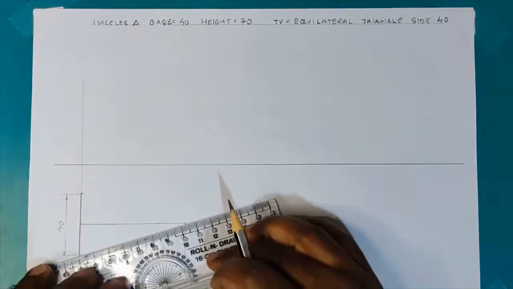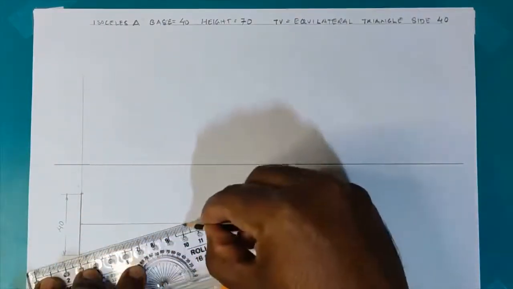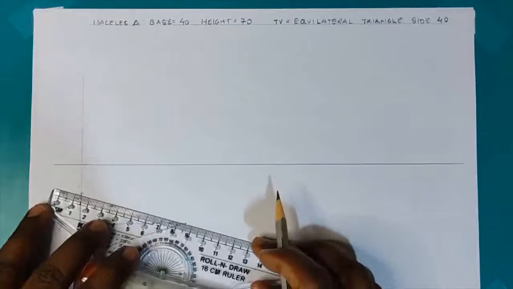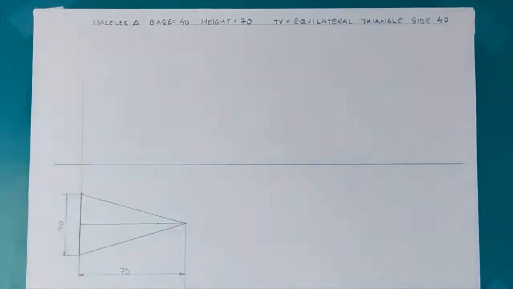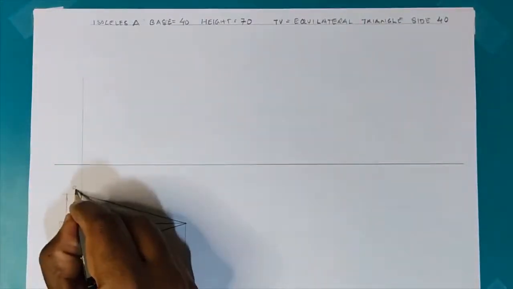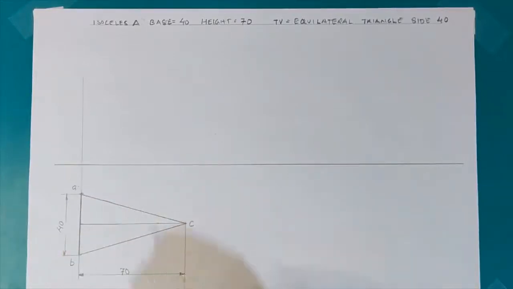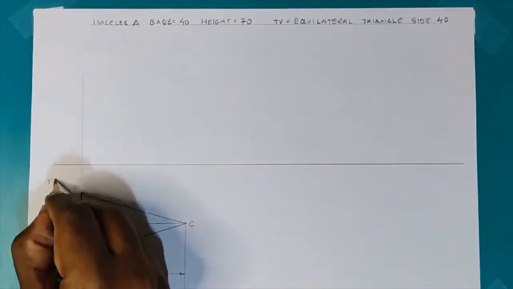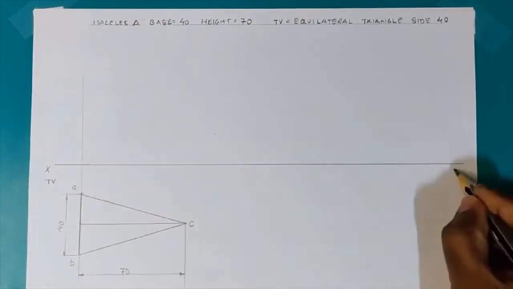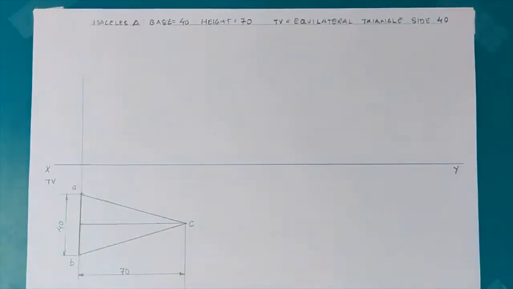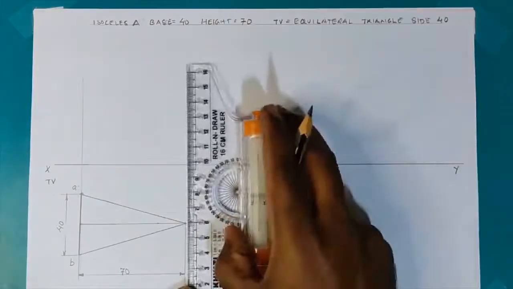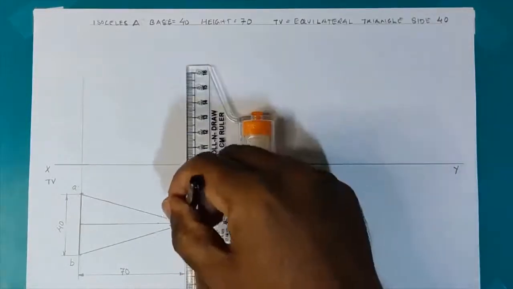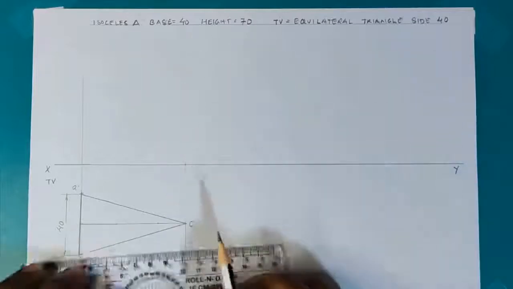Now I complete my triangle, joining the base endpoints with the apex or the topmost point. So I get ABC, and because it is a top view, I use this notation, small notations, a, b and c alphabets. Now I'll draw perpendicular projectors into the front view.